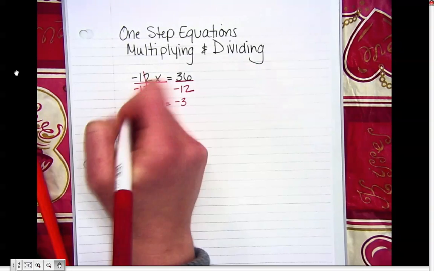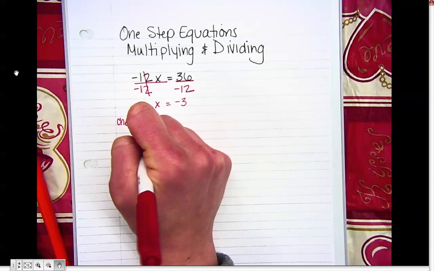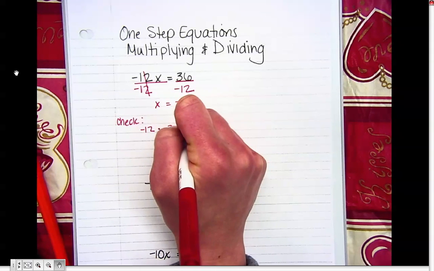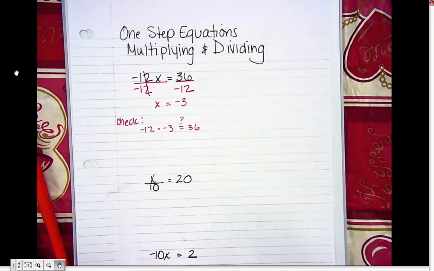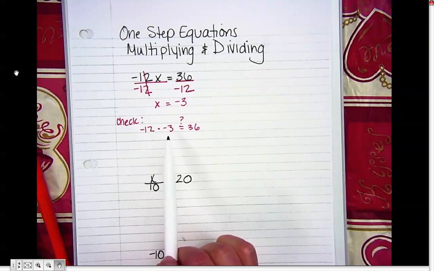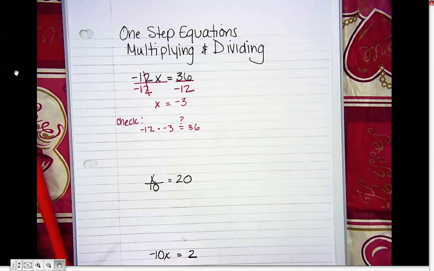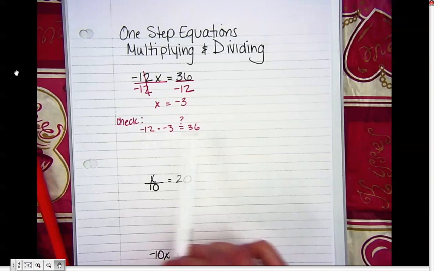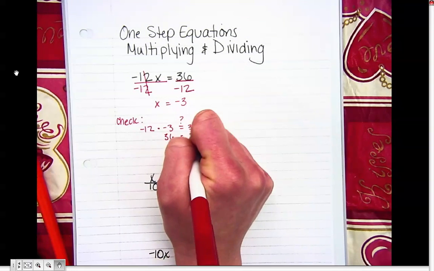Now, if I want to check this, I can say, is -12 times -3 equal to a positive 36? I'm first going to check my signs. I have a negative times a negative, and I know that if I have an even number of negative numbers when I'm multiplying or dividing, my answer is positive. So the sign checks out. 12 times 3: 3 times 2 is 6, 3 times 1 is 3. So yes, this equals 36. 36 equals 36.